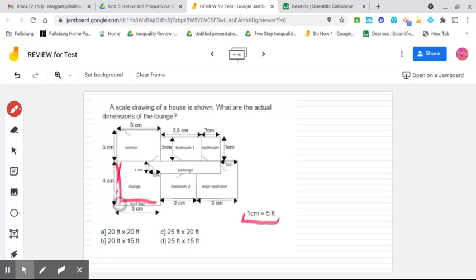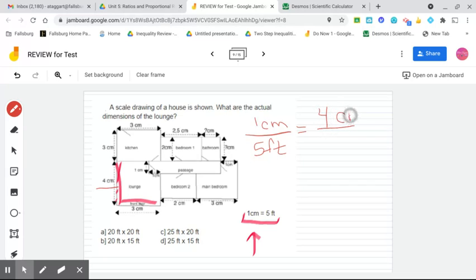So the length is 4 centimeters. The width is 3 centimeters. So we have to use our scale here to figure out the actual dimensions. These are the dimensions on the drawing. So I'm going to always start scale drawings by writing my scale as a fraction. 1 centimeter over 5 feet equals, I'm going to start here with 4 centimeters.